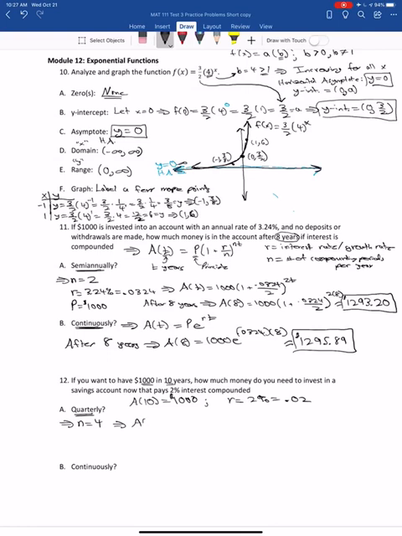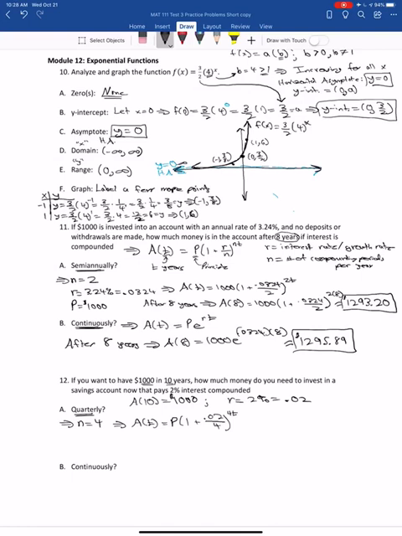So A of T would be equal to our principal, our initial amount invested, times 1 plus R, well, R is 0.02, divided by N, which is 4, raised to the NT power, which is 4T. So there's our exponential model. Now let's go ahead and look at A of 10.